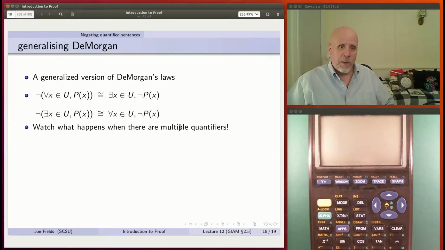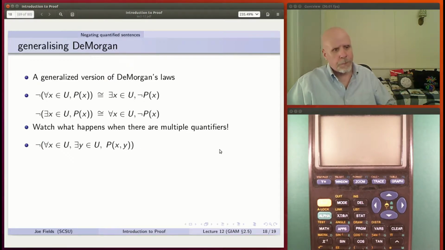Watch what happens if there's bunches of quantifiers. So here's a statement that's got two quantifiers. For all x in the universe, there exists y in the universe, and P of x,y is a statement involving the two quantified variables. But we're trying to negate that, right? We've got the minus sign out front.